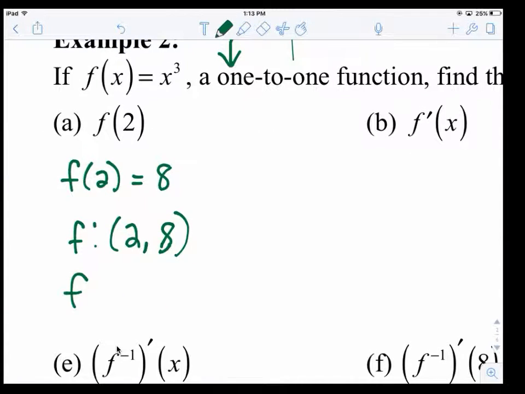I don't know what it is yet, but what do I know the inverse definitely has a point at? So get into the habit, when you see an inverse function question, of writing this down. You know f has a point here, so its corresponding point must be at (8, 2). This is a multi-step question, but if you look at number 5 on the next page, that would be a multiple choice question.